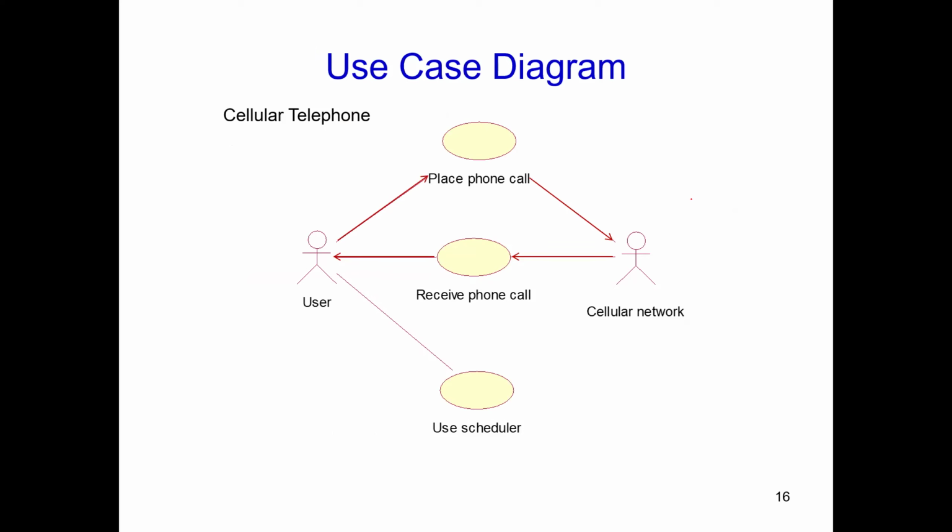So you have the different functions that the cell phone can perform, and then you're trying to identify who is interacting with the cell phone. You see the user here is placing a phone call, so the arrow is going to that use case. The scheduler goes in both directions, so there's no arrow. And the receive phone call is basically going into the user, right? So the interaction can go in both directions. Same thing for the cellular network. You place a phone call, then you are connected to the network. If you receive the phone call, then you're connected to that use case.